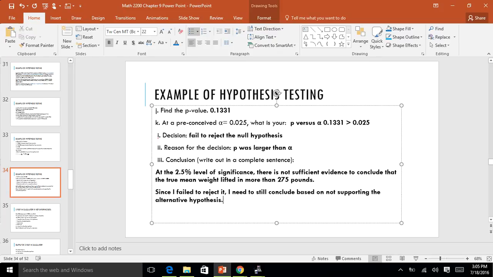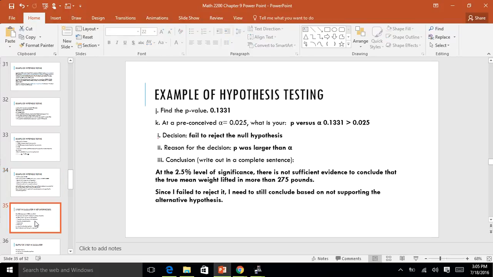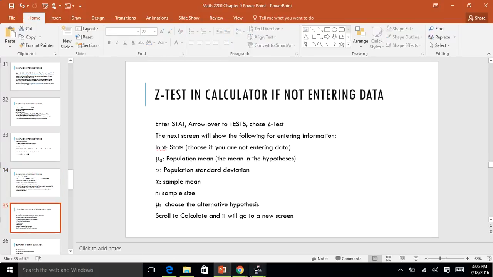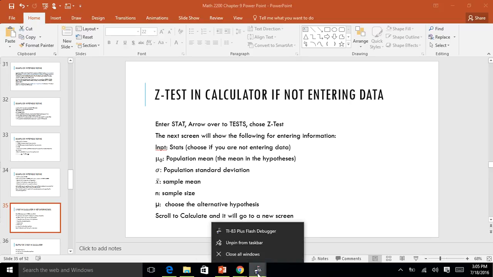Okay. All right, so let's go on. That was one with the data in the calculator. So let's look at one when you're not entering data in the calculator. Okay, so let me go back to this.